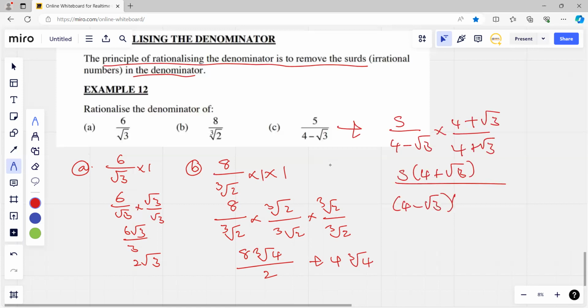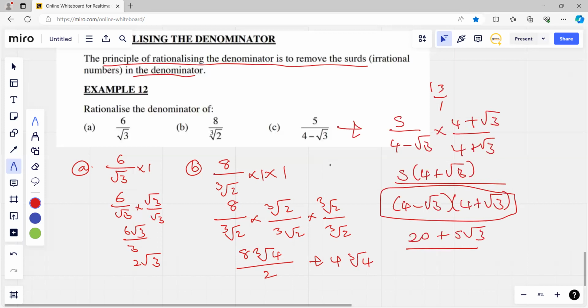Because when we multiplied the denominator, it gives us a number that can be written as a fraction, because 13 divided by 1 is a fraction, right? Then from that instance, we're going to have 20 plus 5 root of 3. Then after we factorize this part, we're going to have 16 plus 4 root of 3 minus 4 root of 3 minus 3. Then we'll be having 20 plus 5 root of 3 divided by 13. Then we're done.